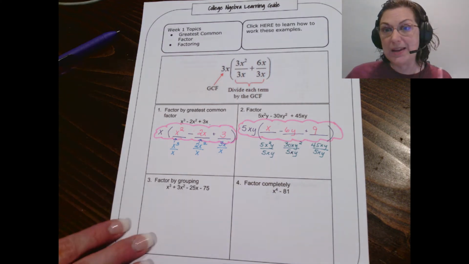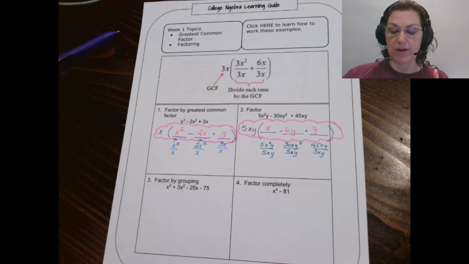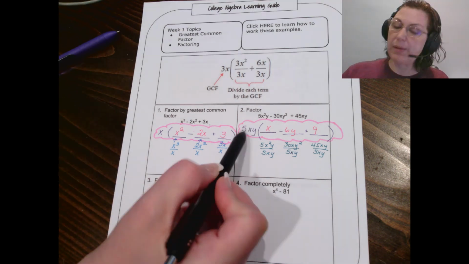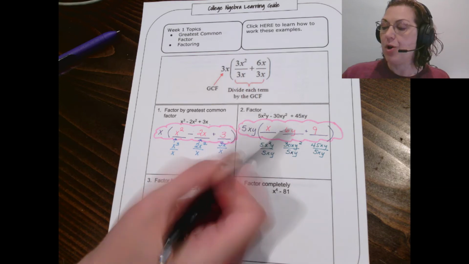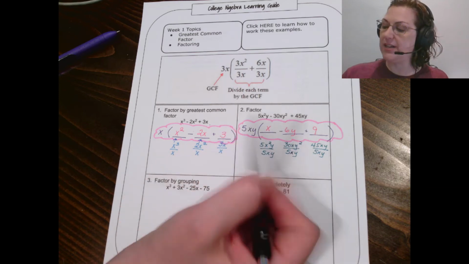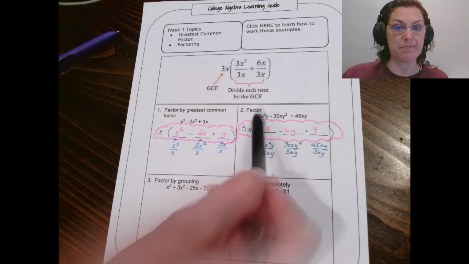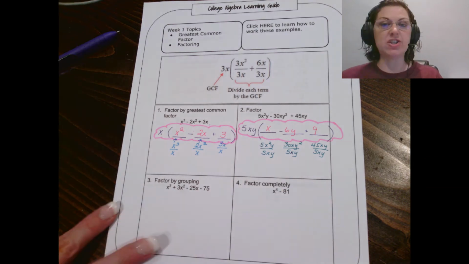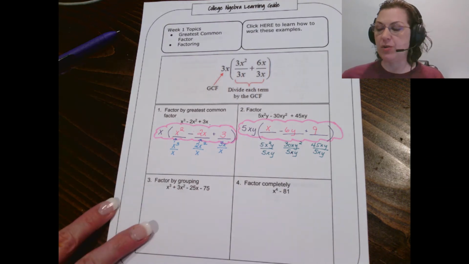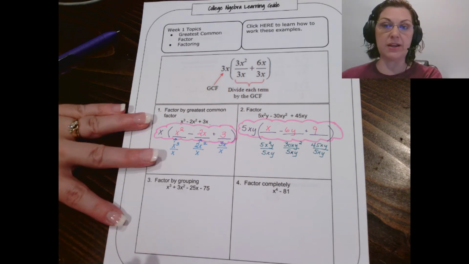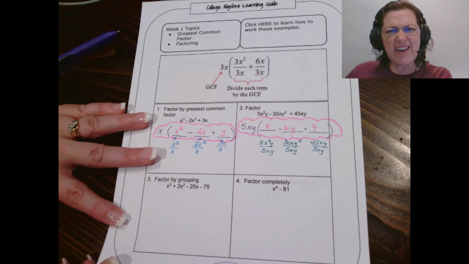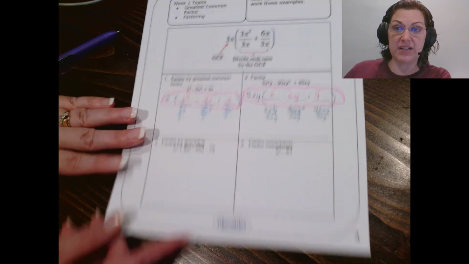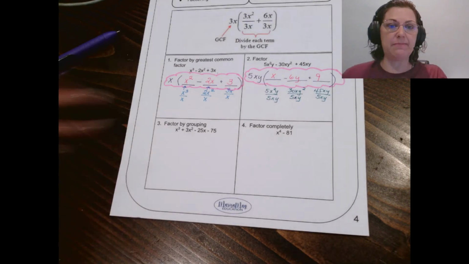Now, friends, you can check these. The way you check them is to distribute your greatest common factor back to each term. When you do that, you should get the original problem. So it's a good way to check your factoring, to make sure that you get the same answer, the original problem, when you distribute back. So factoring is kind of like the opposite of the distributive property.